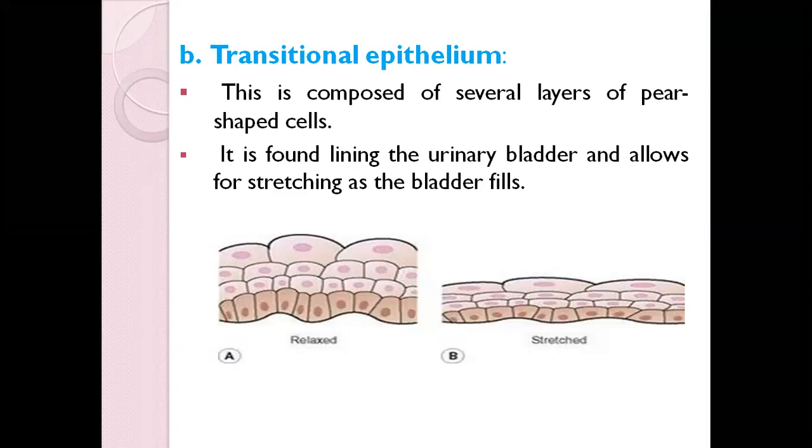So, if you see from the diagram, number A is how a relaxed transitional epithelium looks, and number B is how it looks when it is stretched.